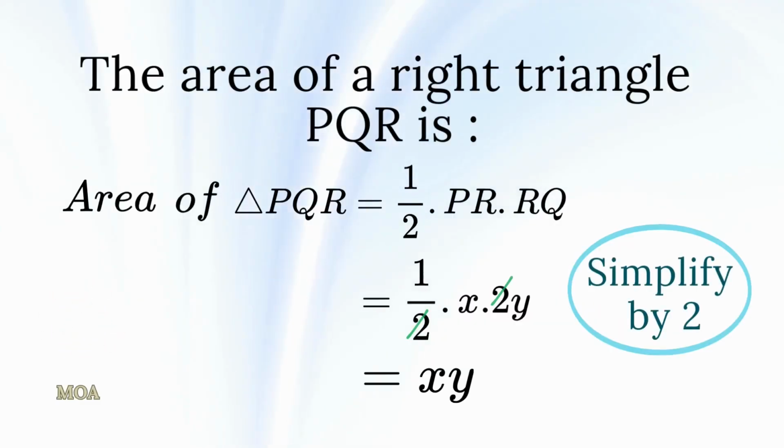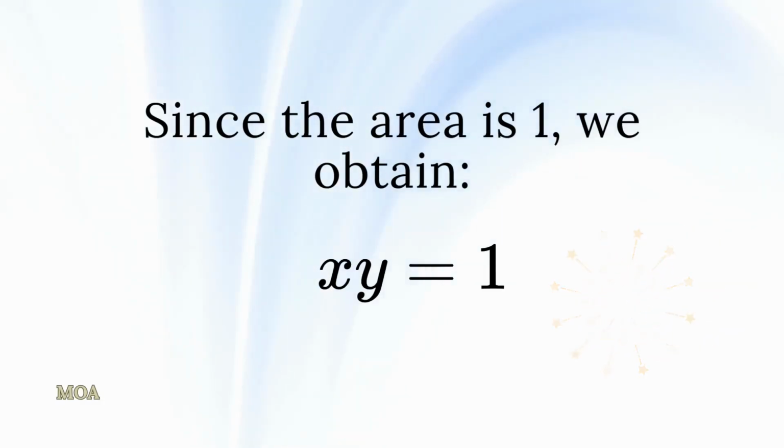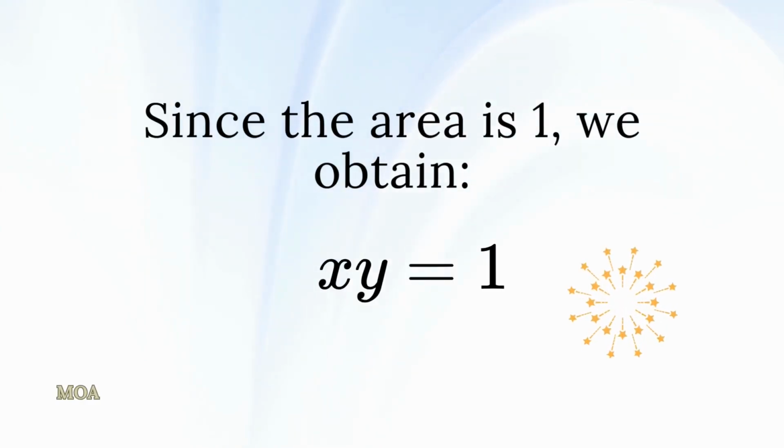Now, the area of a right triangle is 1/2 the product of its legs. Therefore, the area of triangle PQR equals 1/2 times PR times RQ, which is 1/2 times x times 2y. This simplifies to x times y. And since the area is 1, we obtain the relationship x times y equals 1.